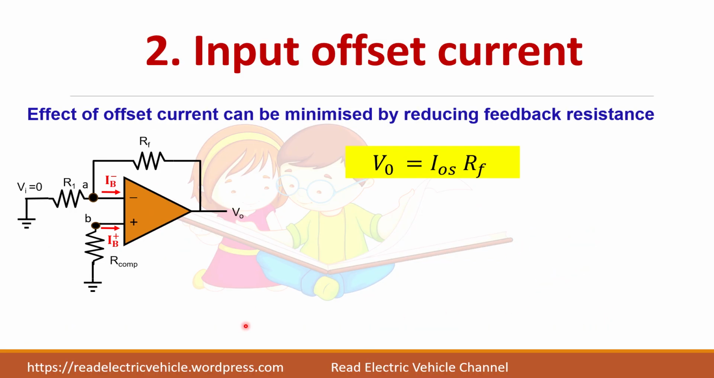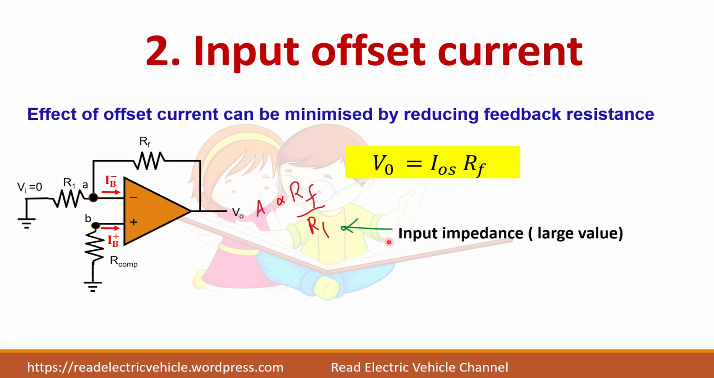So we know the gain is directly proportional to feedback resistance divided by input resistance. If I reduce this RF, what happens? This R1 is the input impedance, which is also usually a large value. If I reduce this one, the gain will reduce. So to have a reasonable gain, I have to find a method or choose the RF value such that I get a reasonable gain.